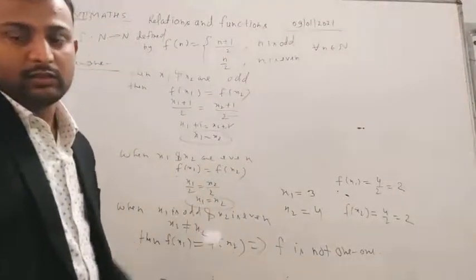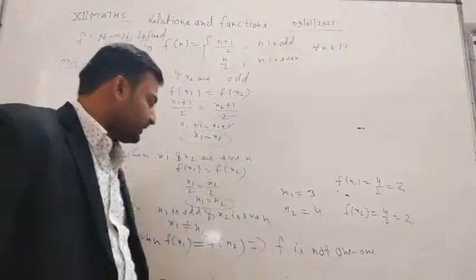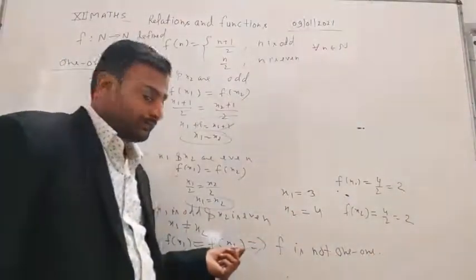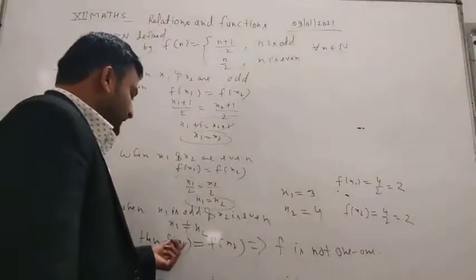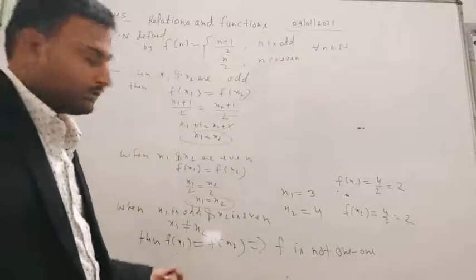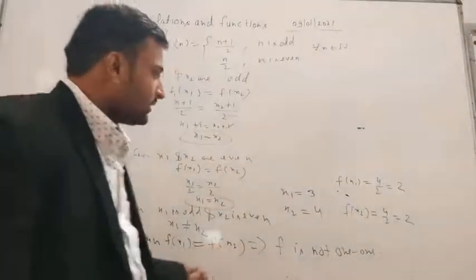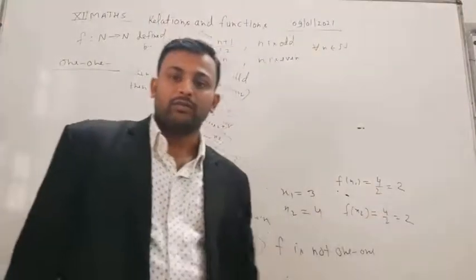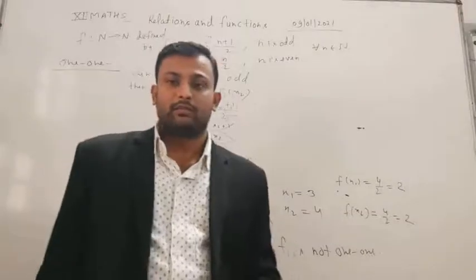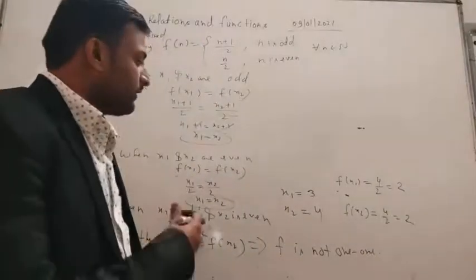In this case also it was possible, but when we take x1 odd and x2 even, we see that x1 is not equal to x2, and yet f(x1) is equal to f(x2). So it is not a one-one function, because the images are the same, and you know for a one-one function distinct elements have distinct images. It is the definition of a one-one function.